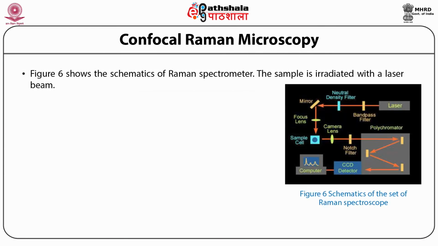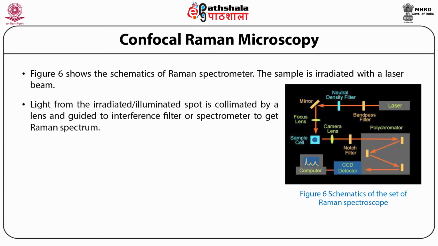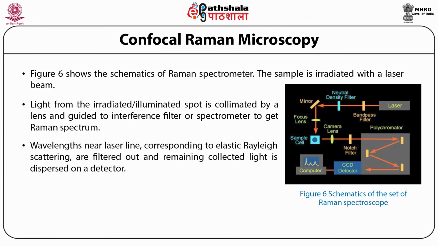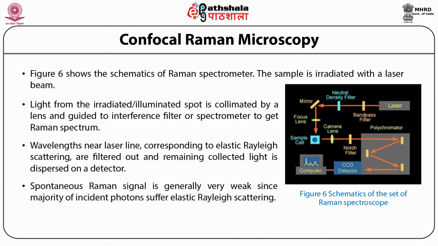The sample is irradiated with a laser beam. Light from the irradiated illuminated spot is collimated by a lens and guided to an interference filter or spectrometer to get the Raman spectrum. Wavelengths near the laser line corresponding to elastic Rayleigh scattering are filtered out and the remaining collected light is dispersed on a detector.